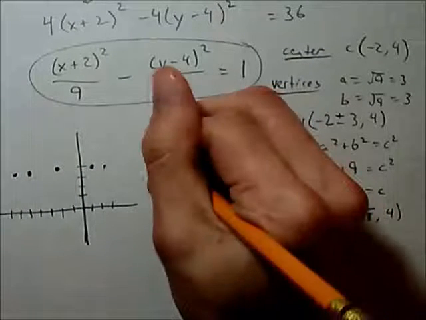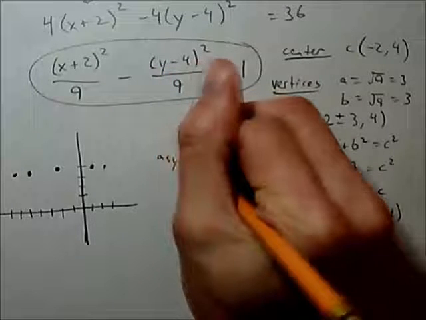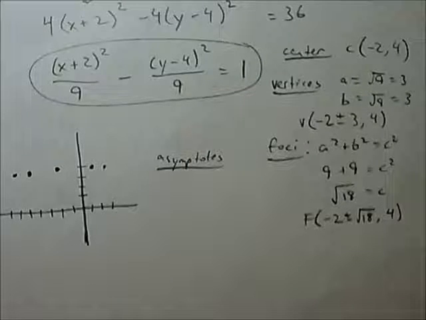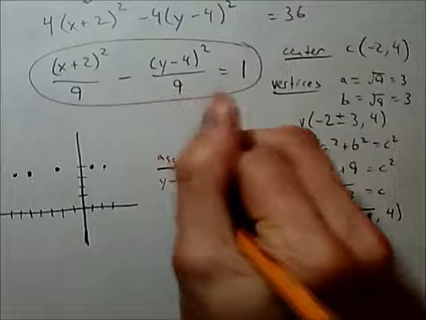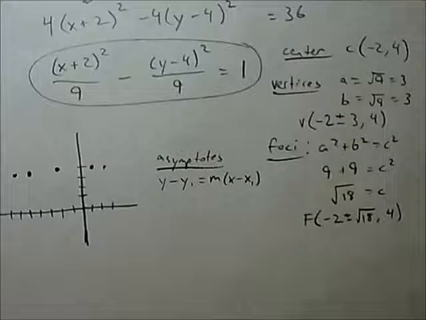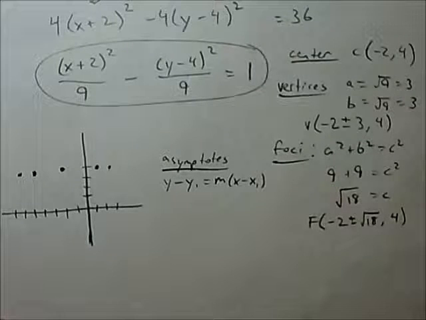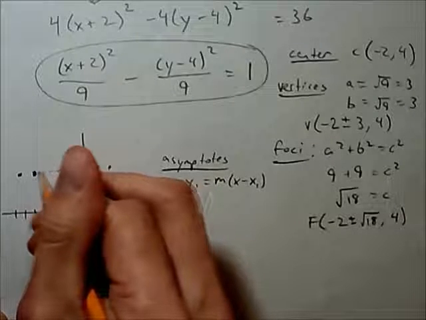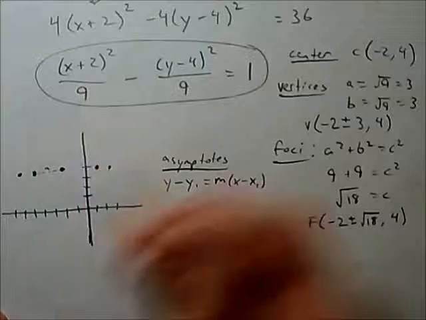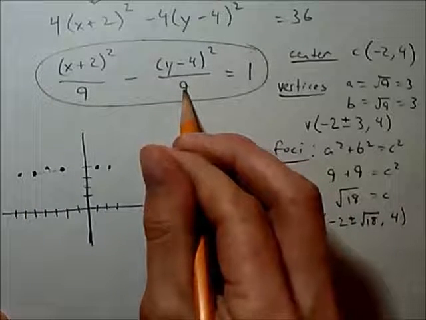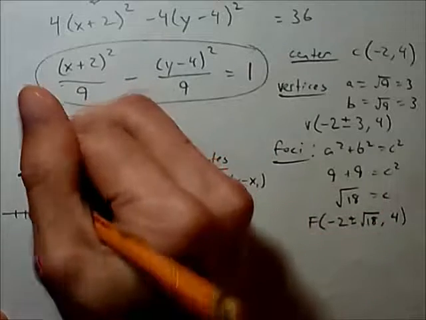So we move on to the asymptotes. Again, we're going to use this equation, point-slope equation, for a line, because our asymptotes are lines. And so let's go ahead and count over here. So we know this distance right here is A. That's in the x direction. So we're going to count up and down by the distance B, which is also 3. So up 3, down 3.